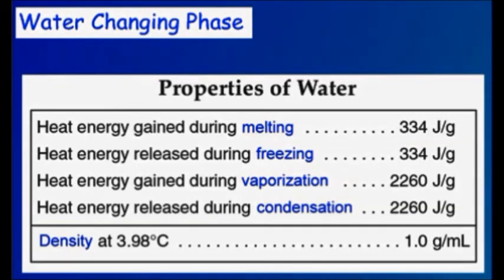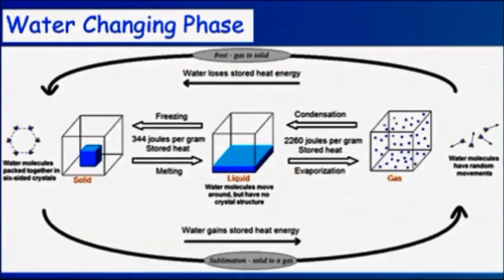On page 1 of your reference table, we have the properties of water. And this tells us exactly how much energy it takes to have water change its phase. In this diagram, we can see that same concept from the previous slide, just with arrows. And you'll notice that, for example, solid ice, when it melts, gains 334 joules per gram of stored heat and becomes a liquid. And that liquid evaporates, and it takes 2,260 joules per gram to become a gas.